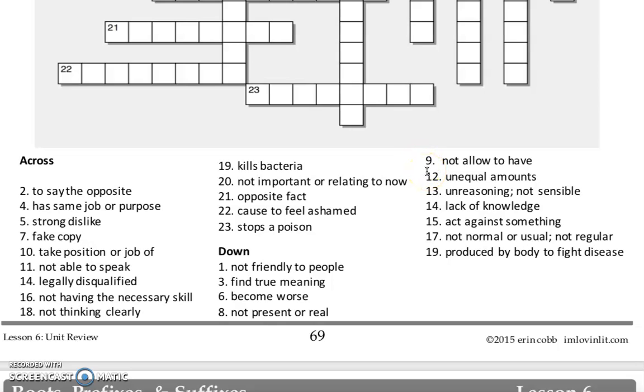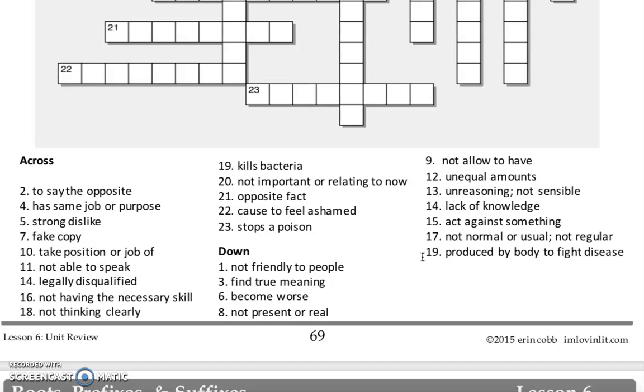12, unequal amounts. 13, unreasoning, not sensible. 14, lack of knowledge. 15, act against something. 17, not normal or usual, not regular. 19, produced by body to fight disease. Now notice the first crossword puzzle had words that contained the roots that we learned.